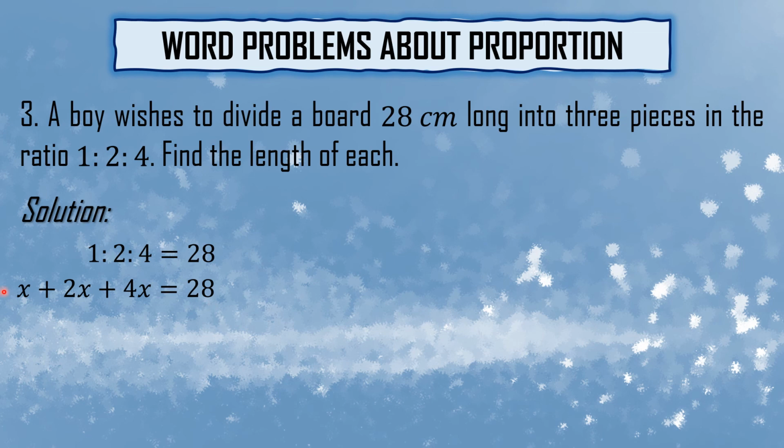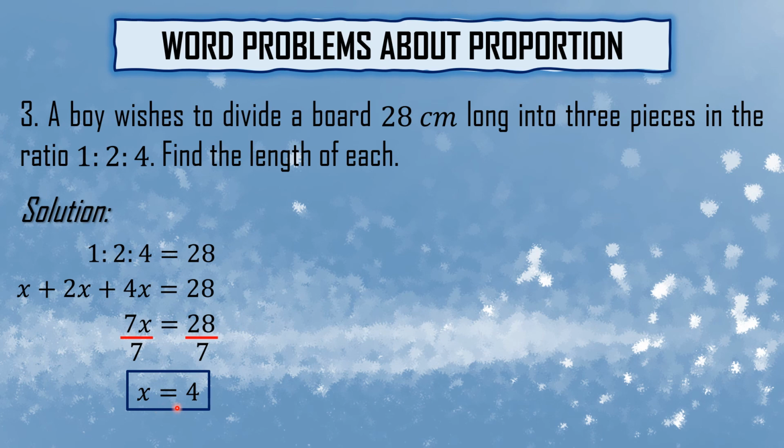So, mag-a-add tayo ng terms. So, simple mag-a-add lang tayo ng mga numbers and then kokopyahin lang natin yung variable. So, 1 plus 2 plus 4 is equal to 7 and then copy the variable x and then bring down equals 28. And then divide both sides by 7. Therefore, the value of x is 4 because 28 divided by 7 is 4.